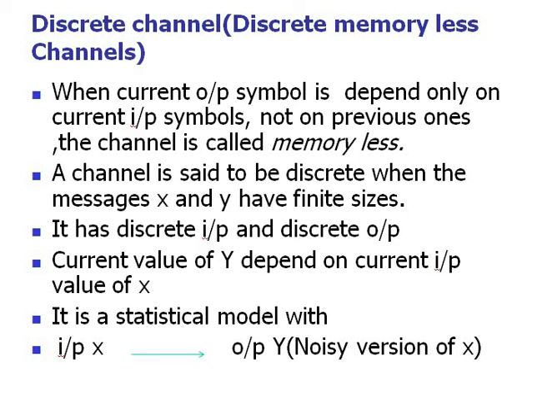The channel is said to be discrete when messages X and Y have finite size, that is, discrete input and discrete output. The current value of Y depends on the current value of X. It is statistical in nature with the model X tends to Y, that is the noisy version of X.